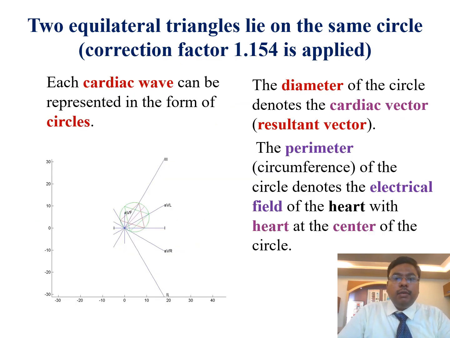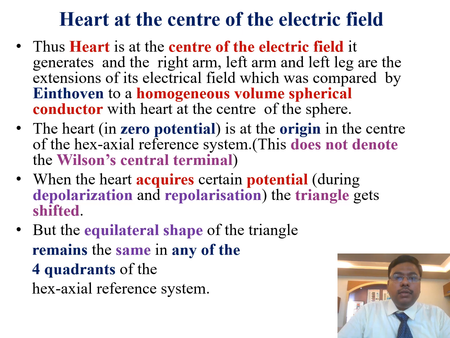So each cardiac wave can be represented in the form of circles. The diameter of the circle denotes the cardiac vector, the resultant vector. The perimeter, the circumference of the circle, denotes the electrical field of the heart, with the heart at the center of the circle. Thus the heart is at the center of the electrical field it generates, and the right arm, left arm and left leg are extensions of its electrical field, which was compared by Einthoven to a homogeneous volume spherical conductor with the heart in the center of the sphere.